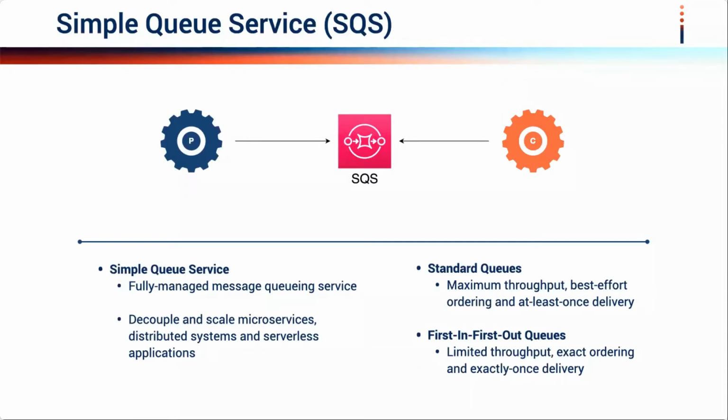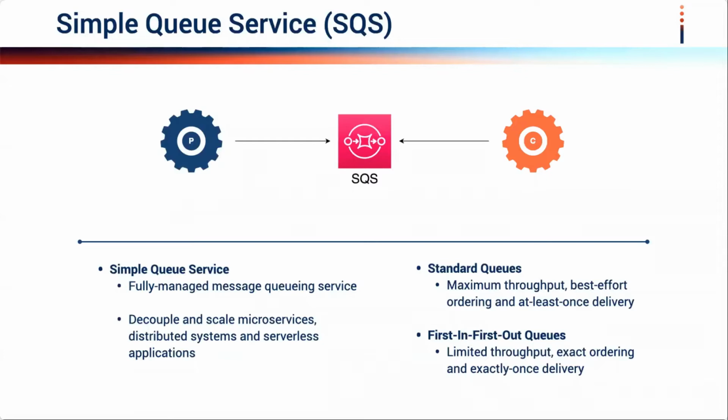The first option, which was mentioned earlier, is a standard queue, which provides maximum throughput, best effort ordering, and at least once message delivery. This means that messages can be provided to the queue at a faster rate, the order is not a priority, and delivery of duplicate messages may occur. The second option is the first in, first out queue, which is designed to guarantee that messages are processed exactly once in the exact order that they are sent in.